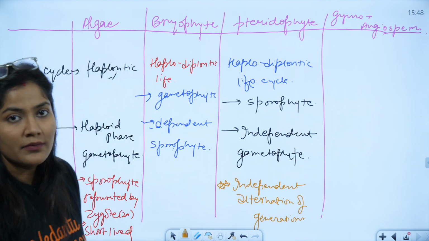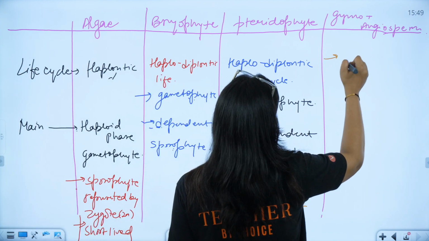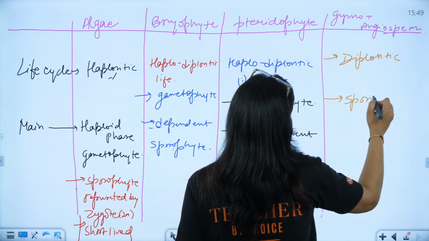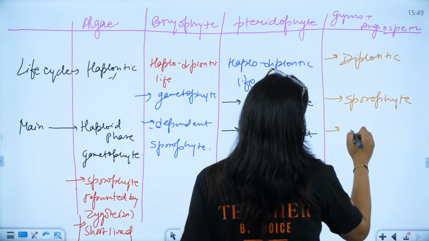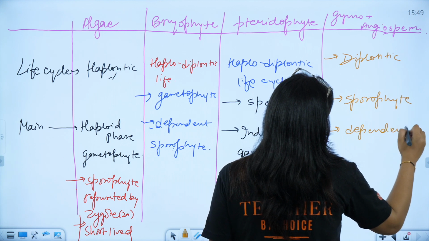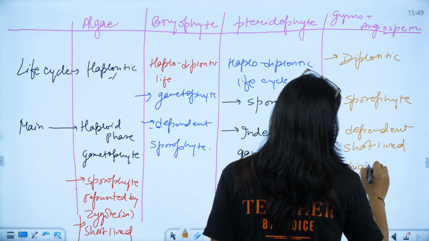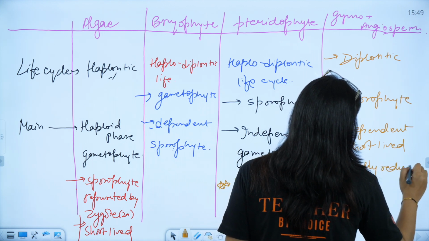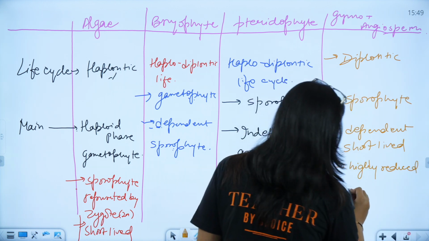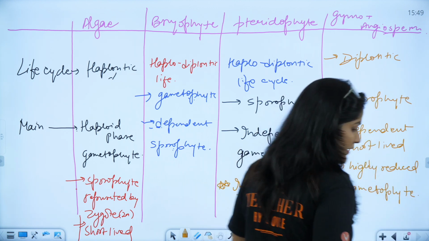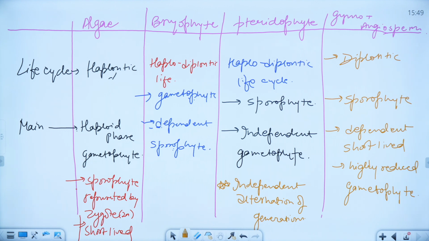This is about your pteridophytes, and the last one that you can see is your gymnosperms and angiosperms that show the diplontic life cycle. In this case, the sporophyte is the main plant body, and inside this sporophyte there will be presence of a dependent, short-lived, highly reduced gametophyte. That's it. So this summarizes everything about your life cycle: algae, bryophyte, pteridophyte, gymnosperms plus angiosperms.